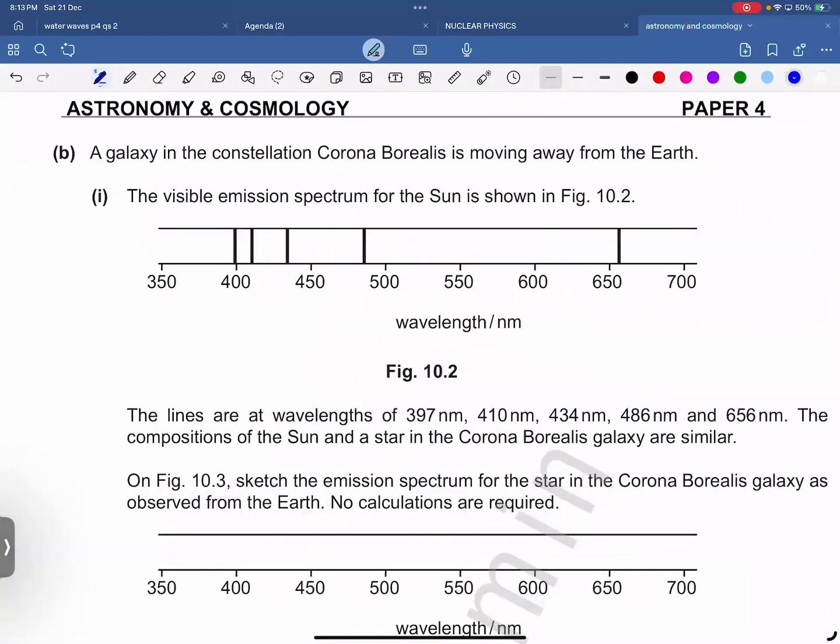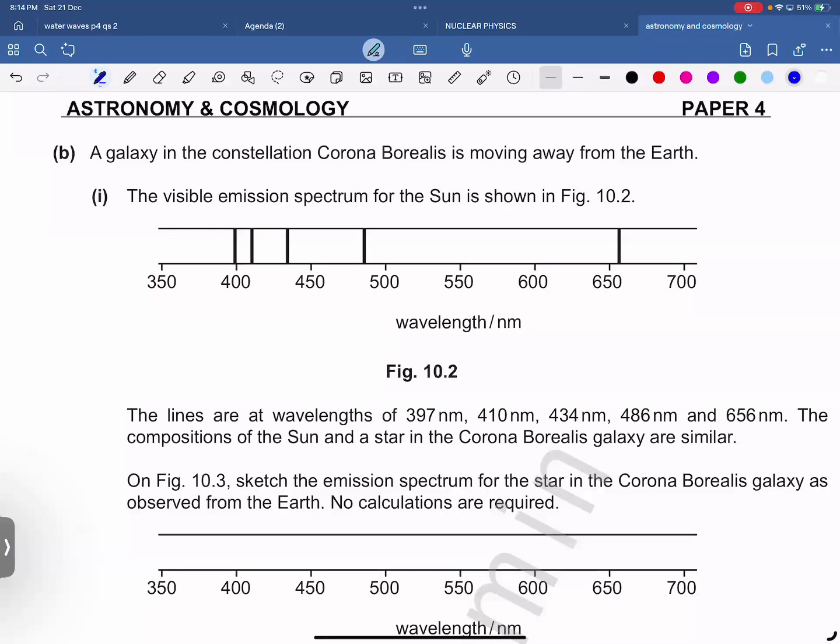Redshift again. A galaxy in the constellation of Corona Borealis is moving away from Earth. Moving away means redshifted. Yes, the observed wavelength will be longer than the true wavelength. The visible spectrum from the Sun is this one. The lines are at wavelengths of 397 nm, 410 nm, 434 nm, 486 nm, and 656 nm. You can see them on the top. The composition of the Sun and a star in the Corona galaxy are similar.